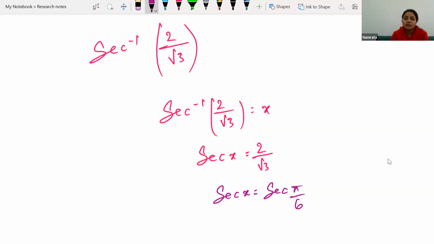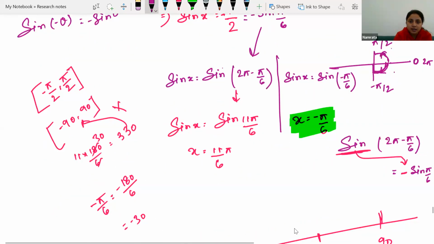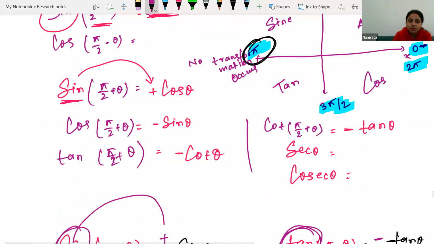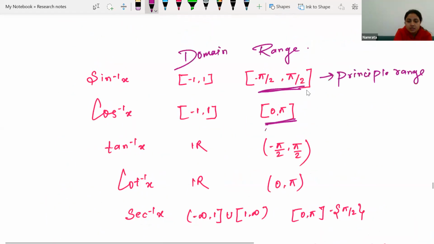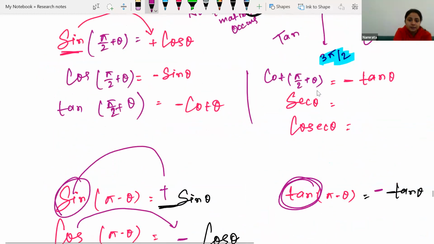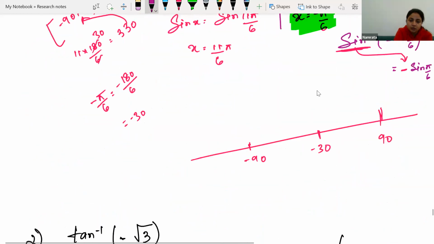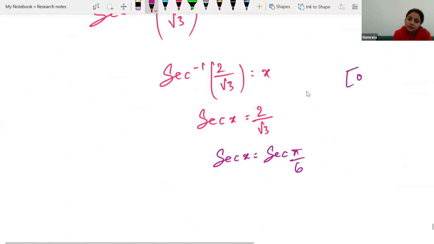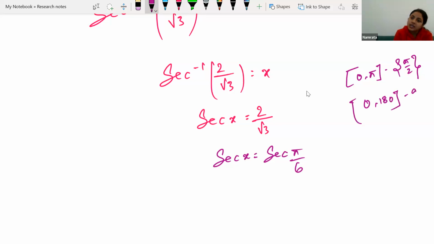Okay. And the principal range for sec, if you have learned this table, you can see over here, it is 0 to pi minus pi by 2. Pi by 2 we cannot take because that makes cos 0 and the inverse function undefined. So from 0 to pi we can take any value but not pi by 2. So 0 to 180 we can take any value but not 90 degree.